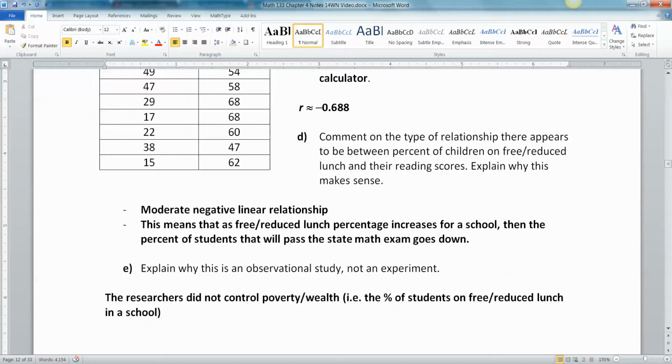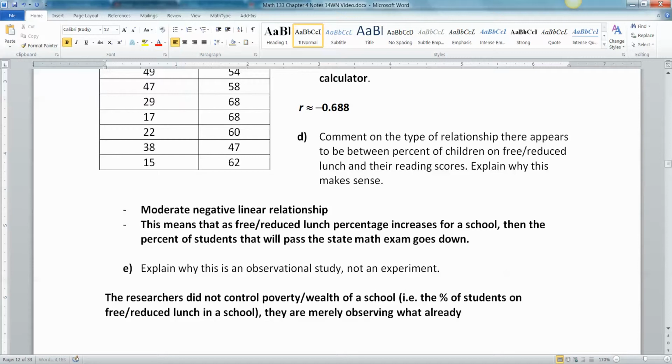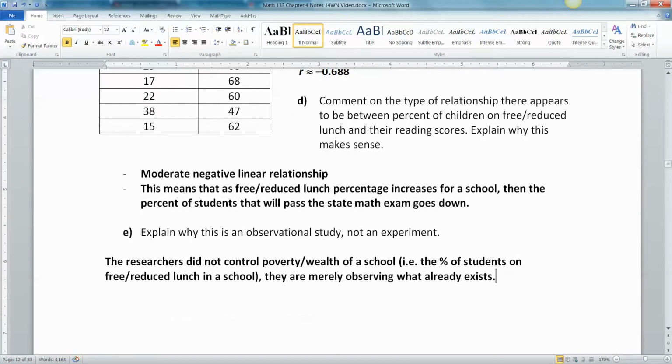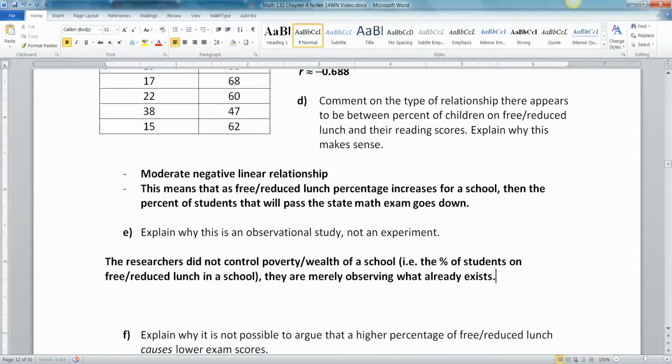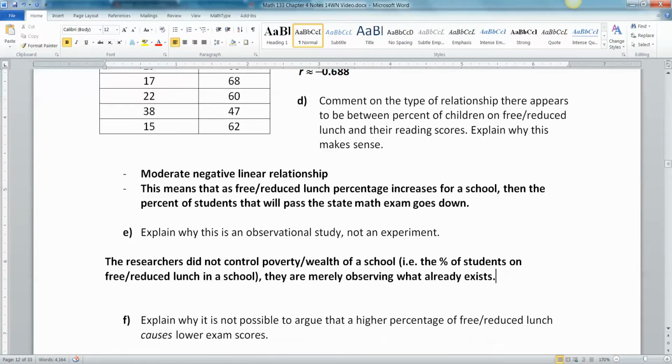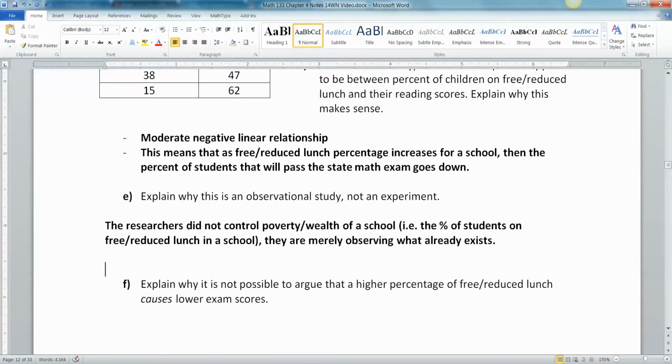They didn't look at a child and say, you get free reduced lunch, next child, randomly, you don't get free reduced lunch. They didn't do that, right? So they're not dictating who gets free reduced lunch, so they're not controlling the poverty wealth of a school. They are merely observing what already exists. They're not saying, I will give you food, and I won't give you food. That would be an experiment. That's not what they're doing. They're just observing who already gets free and reduced lunch and who doesn't.